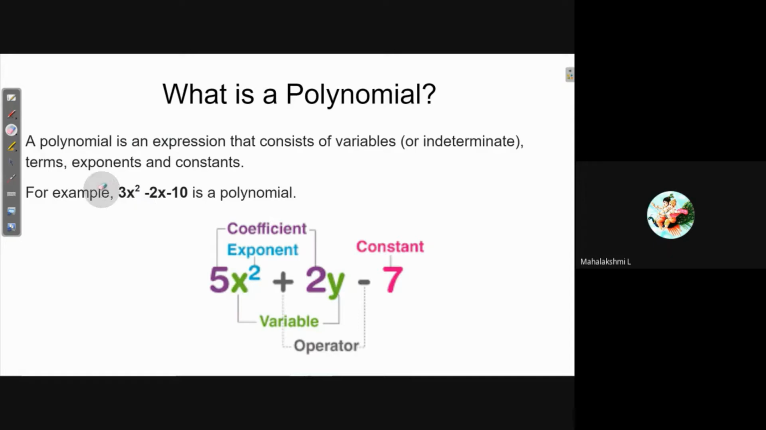So here I have an example of a polynomial: 3x square minus 2x minus 10. Here 3 and minus 2 are the coefficients of x square and x respectively. x is the variable which can have different values, and minus 10 is the constant over here. So this is all about what a polynomial is.